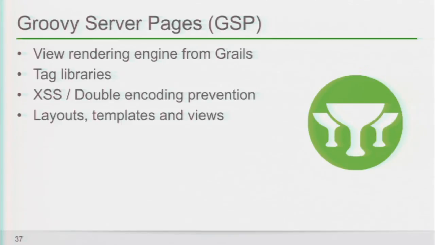GSP is the view rendering engine from Grails, and it supports tag libraries, it supports XSS and double encoding prevention, layouts, templates, and views. It's mature, highly performant, robust. Views written in GSP are compiled directly into Groovy code in an optimized way. So most calls are direct and optimized, extremely fast in recent versions of Grails. And a lot of work on the performance of GSP has gone into it.